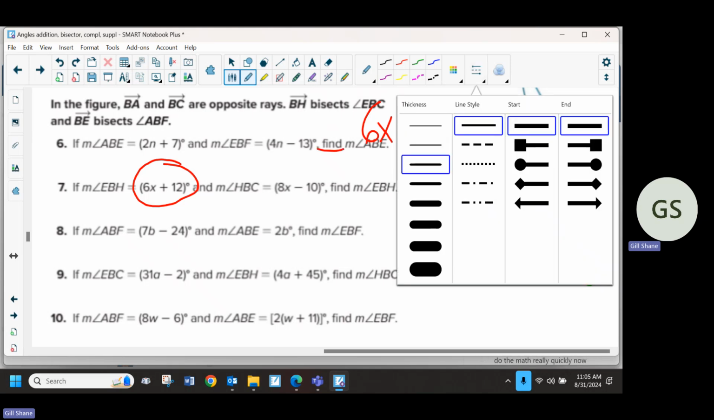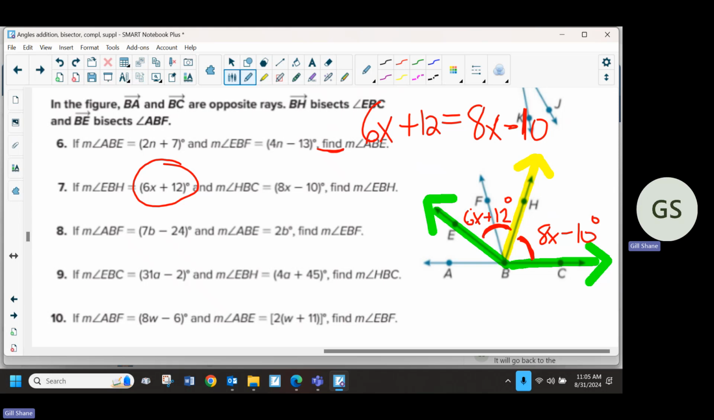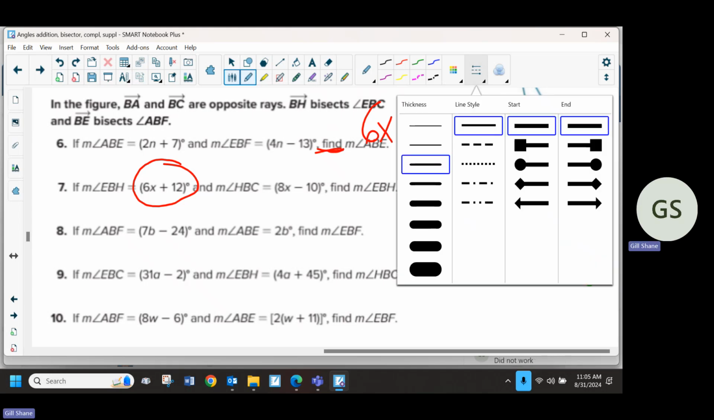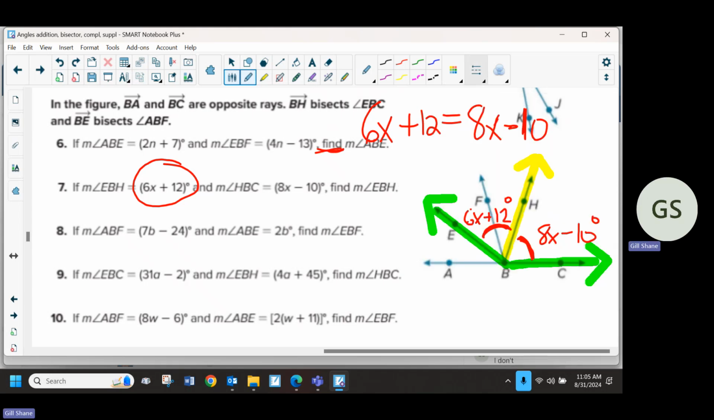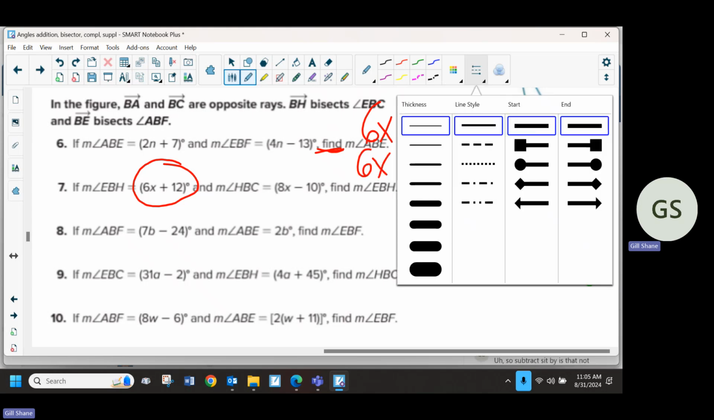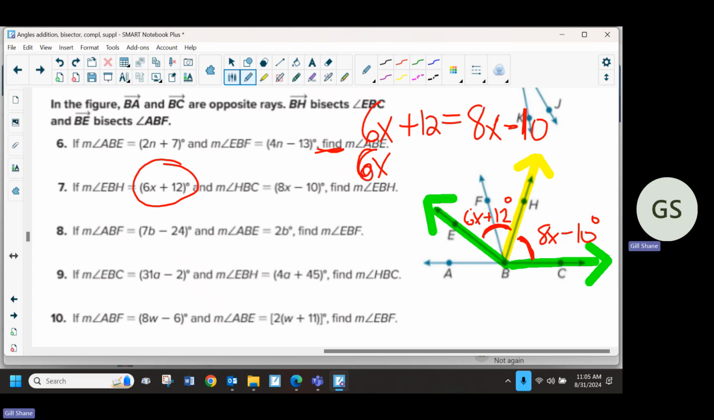Now I will go back to look at the curve. I did not work. Oh, no, it did work. I don't know. Huh. So subtract six. Why is that not working? Not again. What in the world?